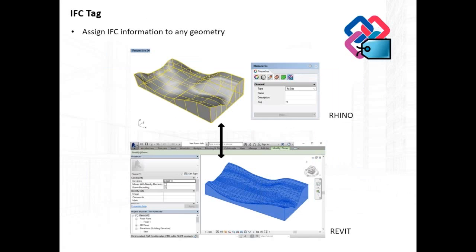Also because you have total freedom to create an object, also with polysurface or freeform shape, and assign information to it. For example, we can take this polysurface and tag it as a slab, as an IFC slab. So when we export this object, it will be recognized as a slab in other programs.